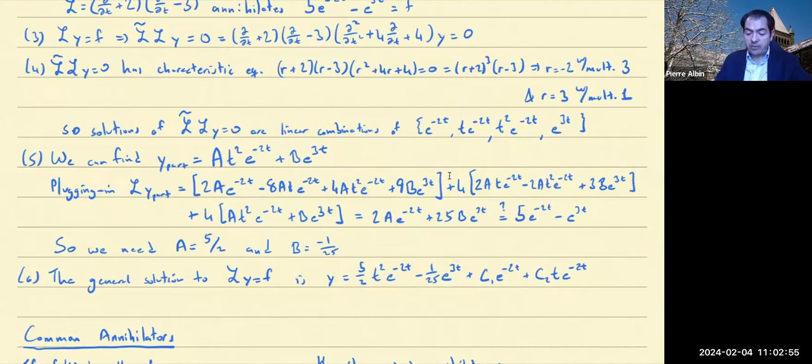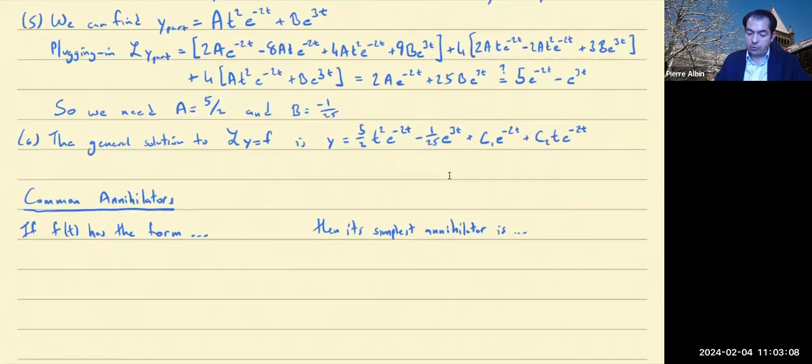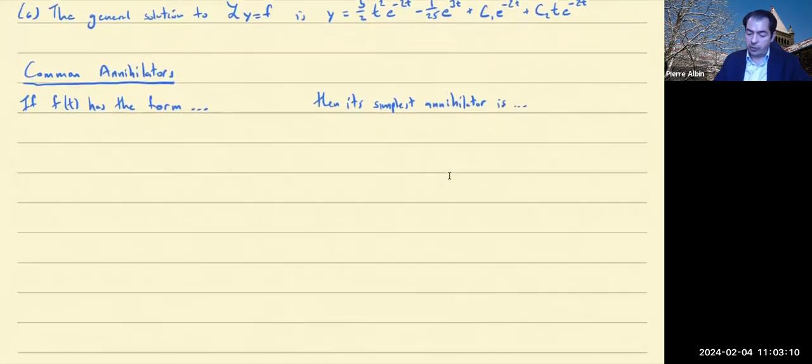So that's why you always want to find the simplest possible annihilator L tilde to use so that this equation is as simple as possible. This set is as small as possible. And you don't do unnecessary work.